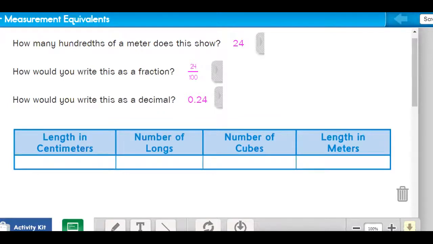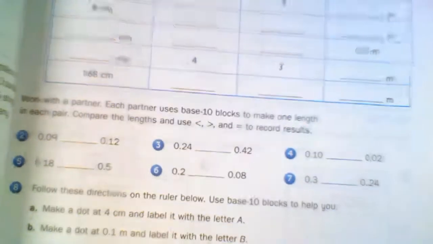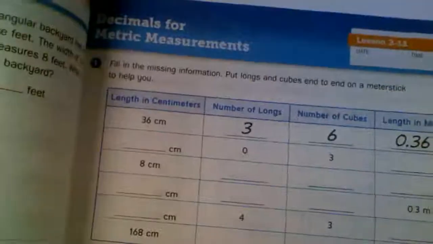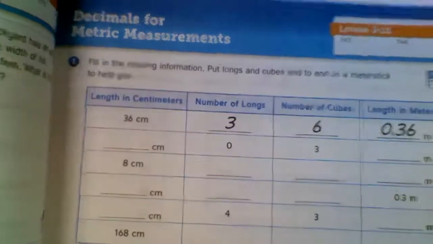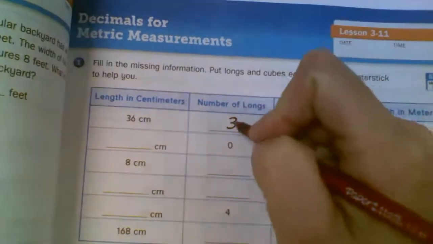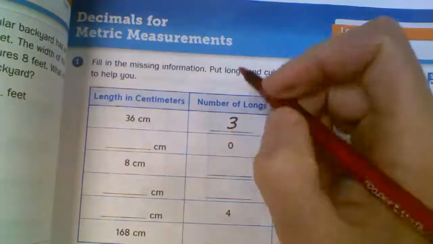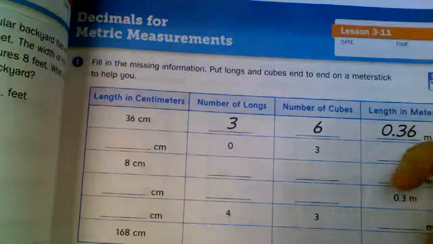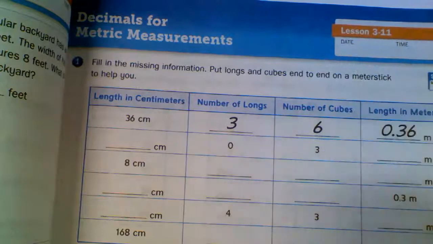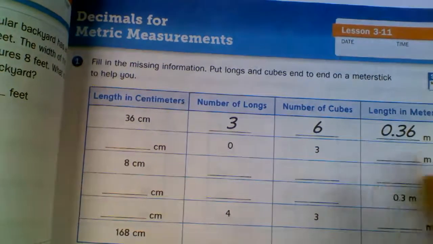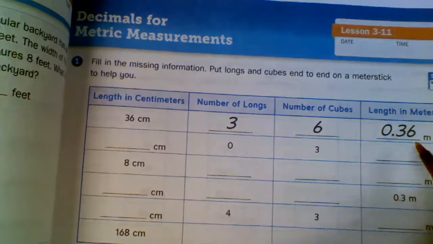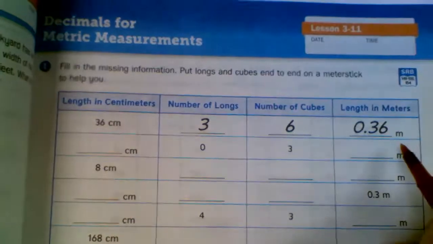Please open up with me to page 95 in your math journals. So they've done one for us. We've got 36 centimeters, which if we're going to go in longs, our tenths blocks, we have 3 of our tenths and 6 of our cubes. So we would write that as 36 hundredths of a meter.